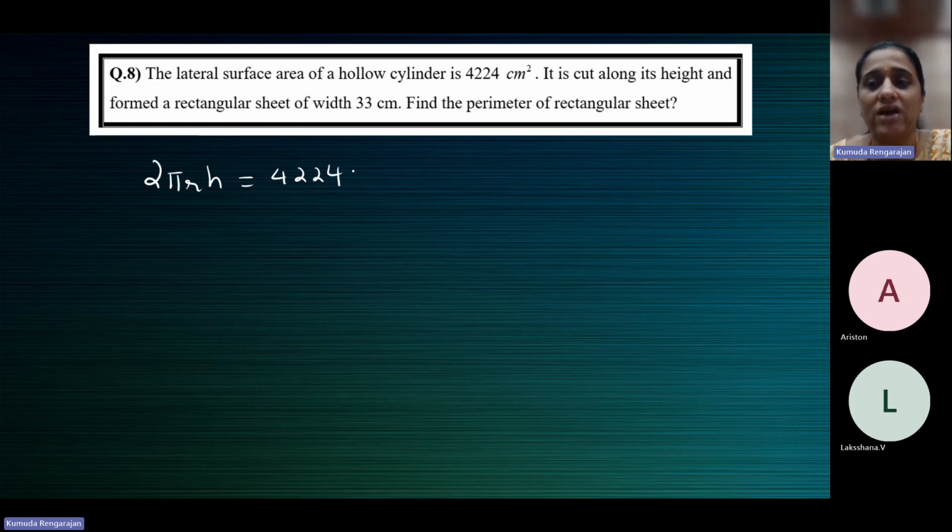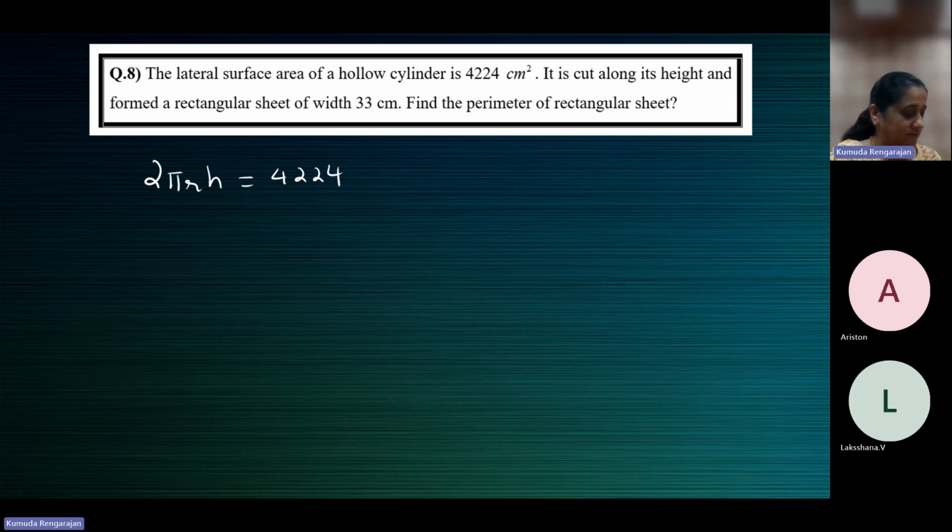It's cut along its height, that is, the cylinder is cut along its height and formed a rectangular sheet of width 33 centimeters. Find the perimeter of the rectangular sheet. So the cylinder is cut along its height. When you cut open the cylinder and spread it open, it's a rectangle. I showed you the other day when you make a cylinder using a paper.